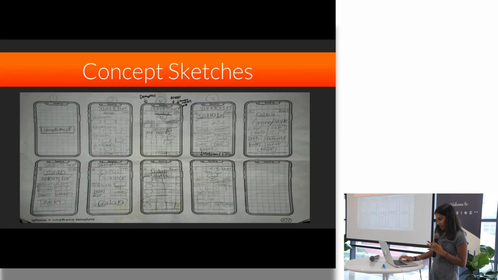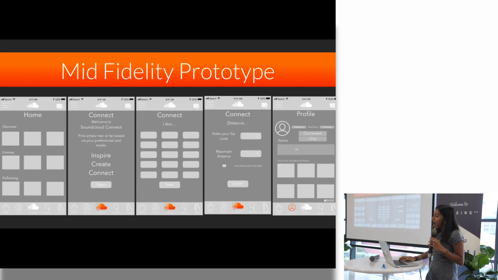So the wireframes. These are my concept sketches. They're really bad, but whatever. They're basically sketches of how the user would use the happy path on this new redesign. And now this is my mid-fidelity prototype, which shows that there's a home page, a connect page, and different steps within the connect page, which leads you to a personalized profile to connect with.